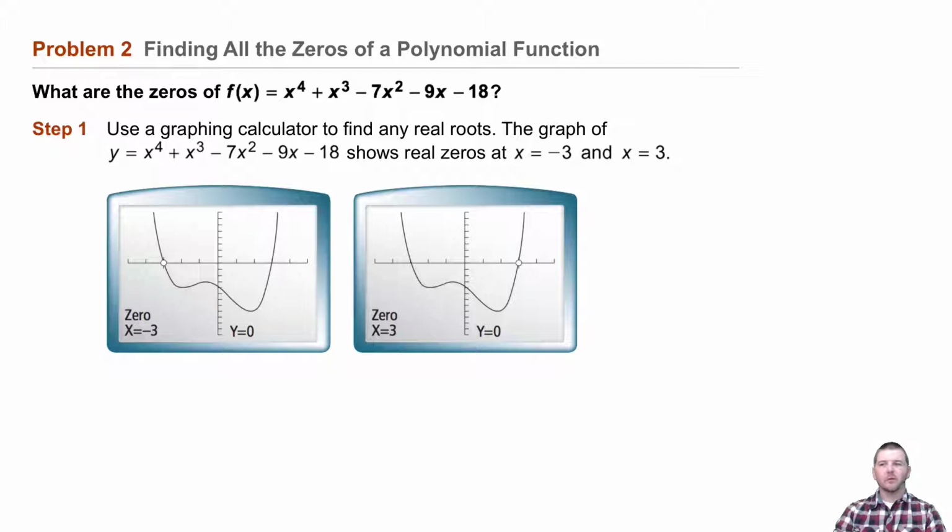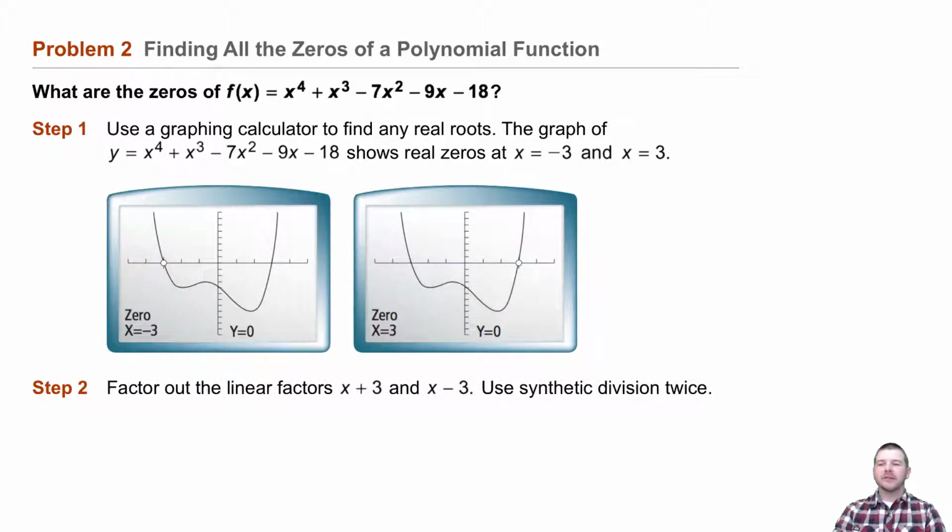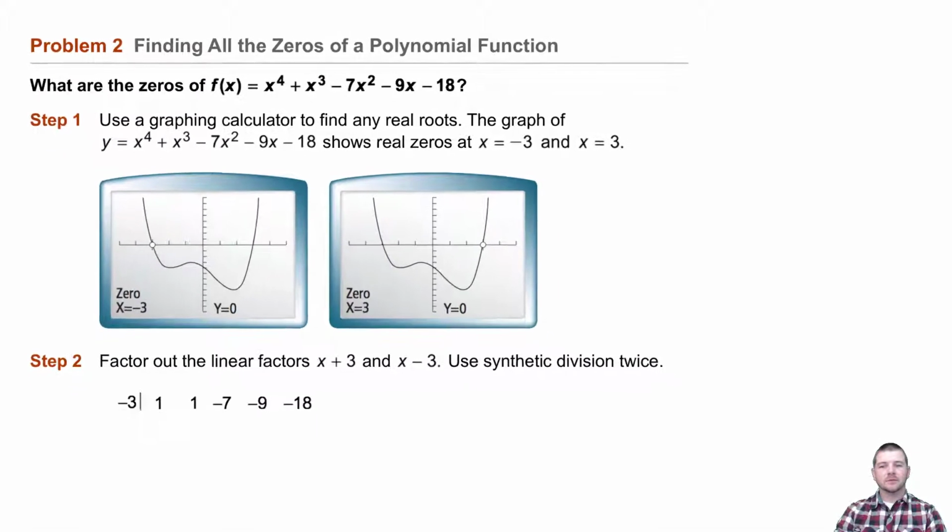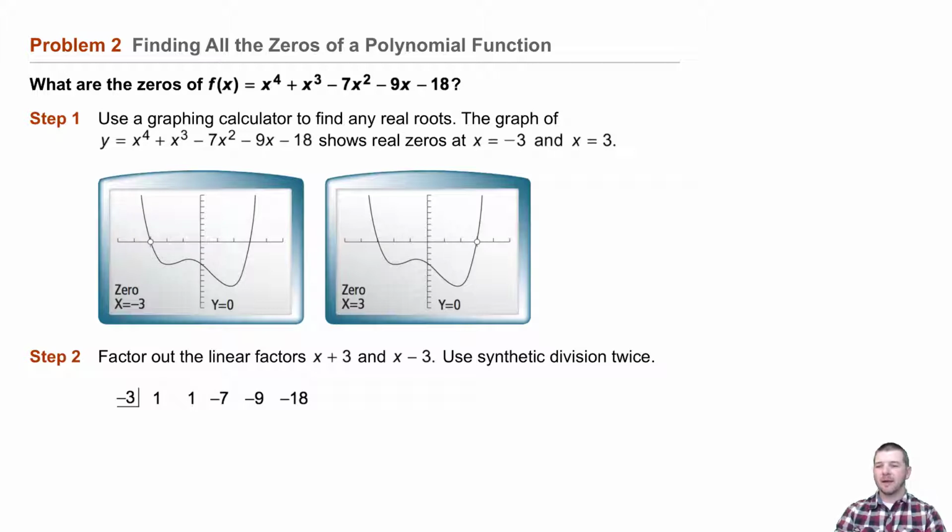The graph of y equals x to the fourth plus x cubed minus 7x squared minus 9x minus 18 shows real zeros at x equals negative 3 and x equals 3. Step 2. Factor out the linear factors x plus 3 and x minus 3. Use synthetic division twice. So we can see synthetic division set up on the left. For our factor x plus 3, reversing the plus 3 to a negative 3 in our half rectangle and performing synthetic division.